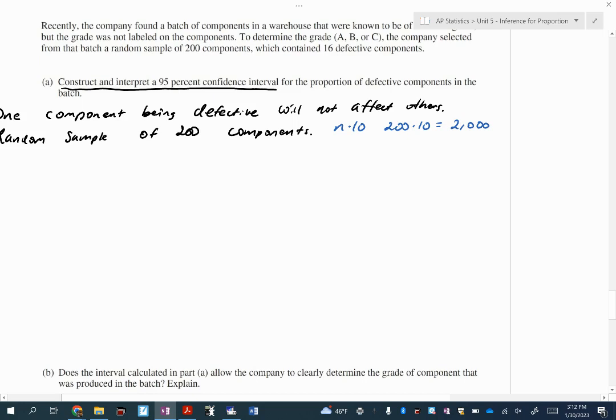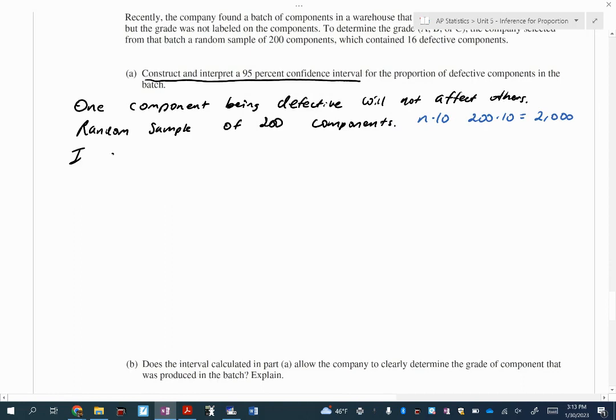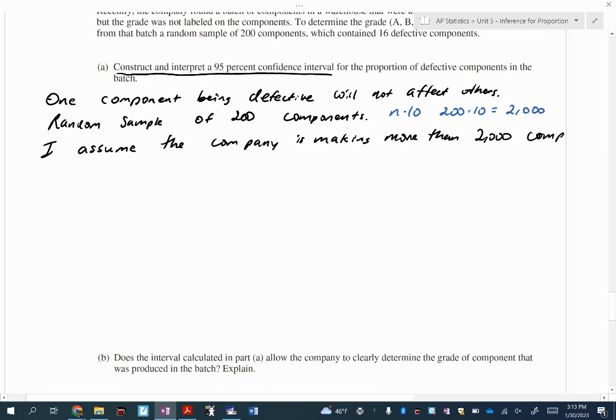Now, I don't know anything about this company, but in order for me to feel confident about this, I need to make sure that this company is doing what? Making more than 2,000 components. So I'm going to write down that I assume the company is making more than 2,000 components. If that's true, then our sample size is not too large.